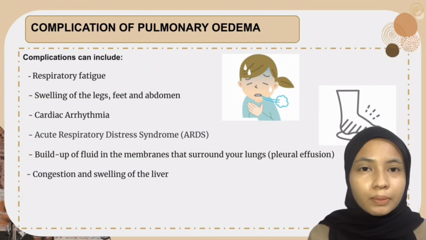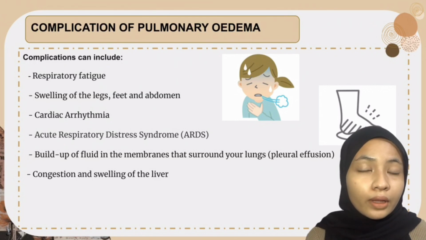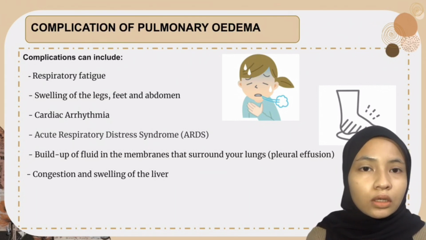Fourth, acute respiratory distress syndrome. A form of respiratory failure, acute respiratory distress syndrome occurs when fluid leaks into the damaged lungs. The fluid blocks oxygen from getting into the lungs and can make breathing difficult. This is a serious complication that can quickly become life-threatening. Fifth, pleural effusion. This is the accumulation of fluid between the membranes that surround your lungs.